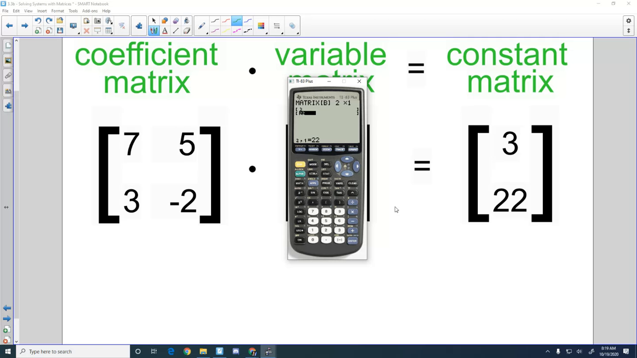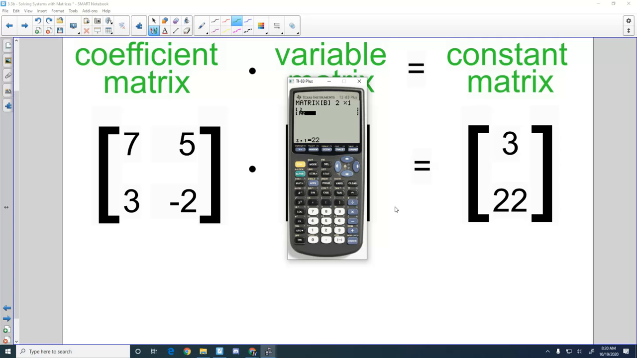Yeah. So everywhere you go over to edit, you can just use your arrow keys on your Chromebook actually. Okay. Go over to edit. And then matrix A, hit enter. And now the dimensions are 2 by 2. So press 2, enter, 2, enter. And now you're going to type in those 4 numbers, the 7, 5, 3, -2. Just type it and then hit enter and it'll automatically jump to the next spot.